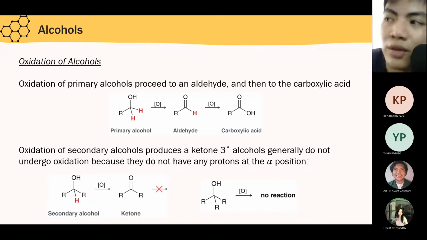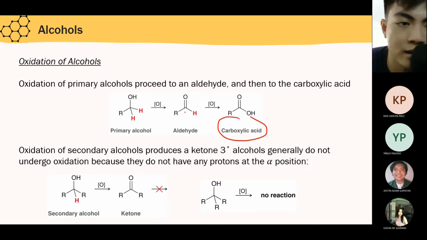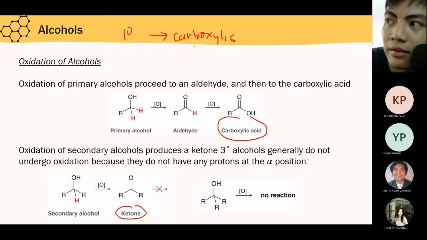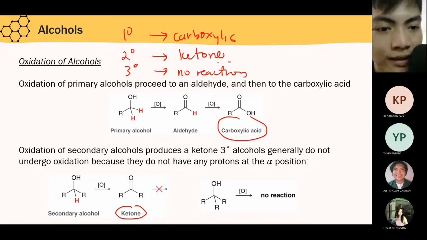Yung primary, when you oxidize it, it actually gets converted to carboxylic acid. Okay? So, ito yung ruta niya from primary, may aldehyde to carboxylic. Pag secondary, stop na siya sa ketone. Okay? So, yun lang tandaan nyo. Pag primary alcohol, magiging carboxylic acid. Pag secondary alcohol, magiging ketone. And kapag tertiary, wala. No reaction. So, yun lang yung tatandaan nyo. Okay?